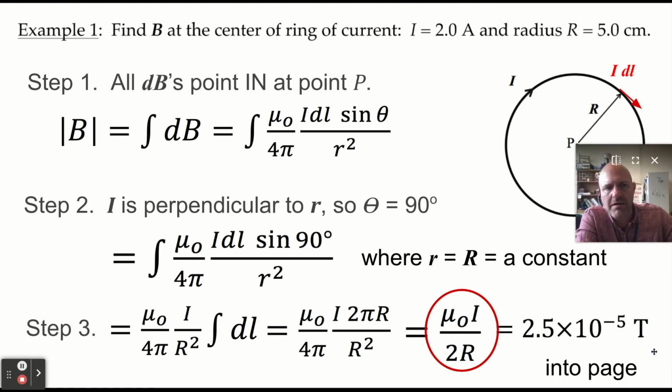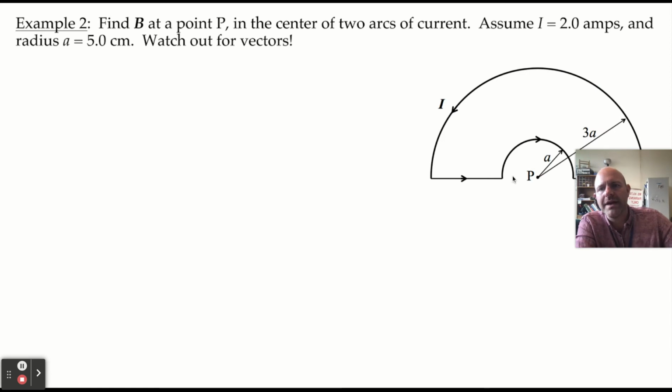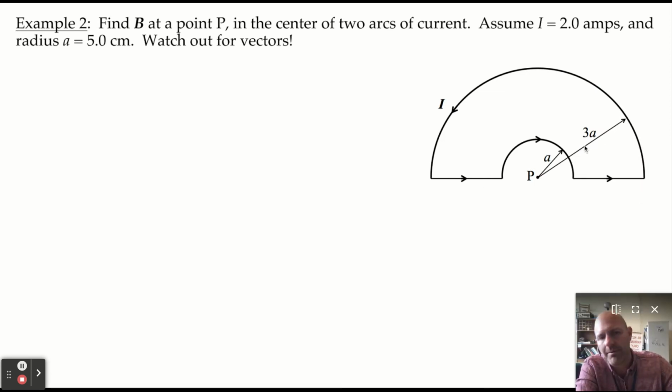We can plug in some numbers here. We had an example, so we get about 2.5 times 10 to the negative 5th Tesla into the page. And that's how that one works. If we go on to the next one, here we have a slightly more complicated situation. We have two straight segments and then two half circles. The reality here is that it only looks a lot more complicated. We have to be a little bit careful, but we can solve this one pretty easily.